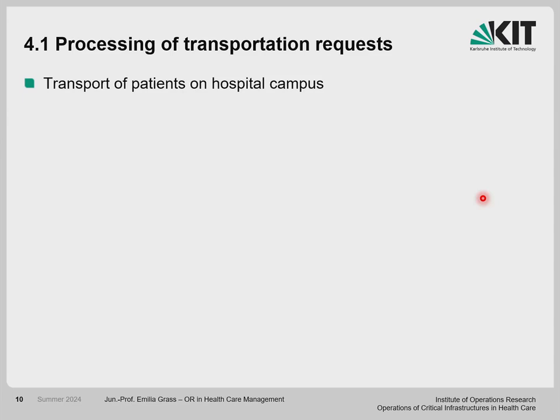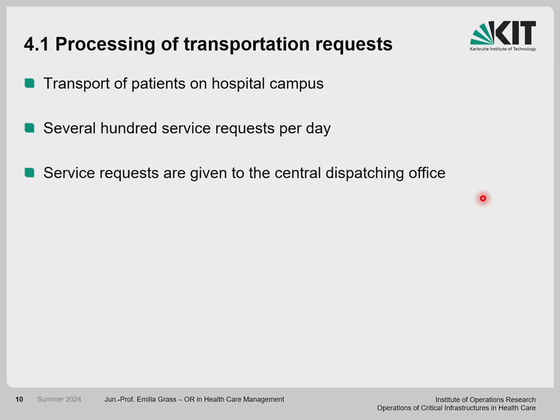Okay. Processing of transportation requests. Basically, this is our planning situation. This is what we have. We have transport of patients on the hospital campus, so between different hospital buildings. We have several hundred patient services per day, so pretty much. And service requests are given to a central dispatching office. A central human is doing the transportation planning. This is based on manual handling, like FIFO, first in, first out.